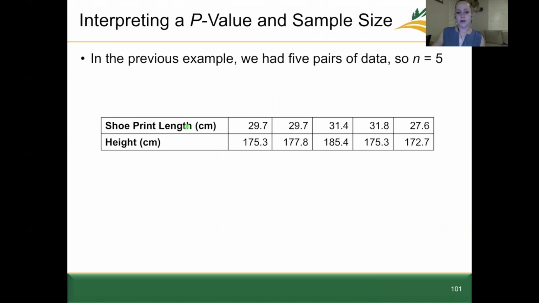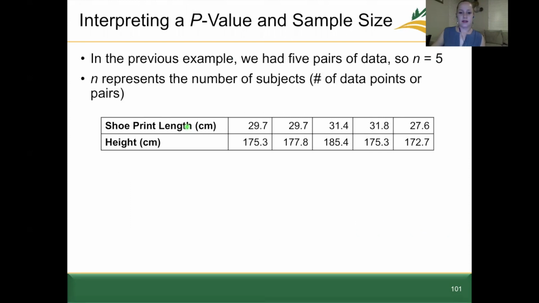Now again, I pointed out that n was equal to 5 for that previous example. It's because we had 5 pairs of data. And n represents the number of subjects or the number of data points or pairs. So here for this example, we have n equal to 5 because here is 1, 2, 3, 4, 5 pairs of data. Now, in the realm of statistics, having only 5 pairs of data, that's not a lot of data to go based off of.